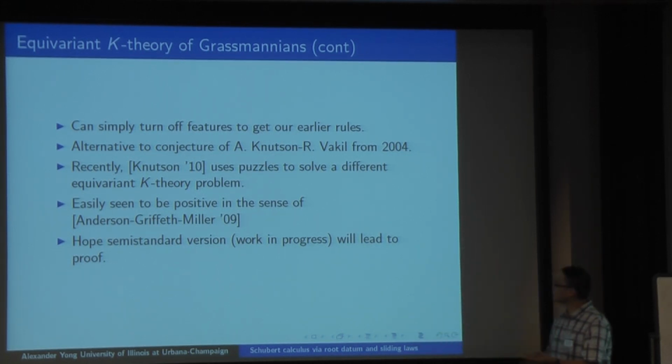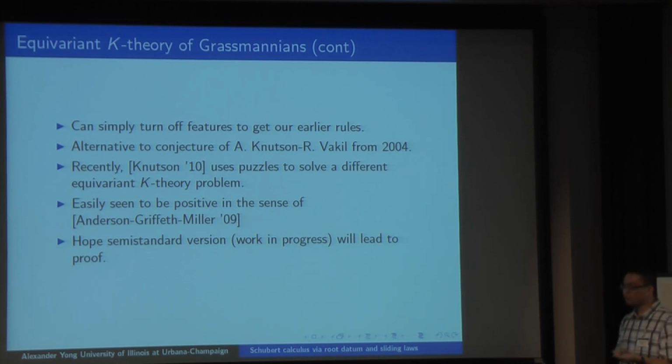There was an earlier conjecture due to Knutson and Miller in 2004, and I believe published as a conjecture in a paper by Schubert and Miller, the same one that Anders mentioned. Recently, Allen Knutson used puzzles to solve a different equivariant K-theory problem, one that is the same as this. And last thing I want to say with this is that we hope that we can carry out some of the ideas we had for the flexible equivariant cohomology to improve this situation.